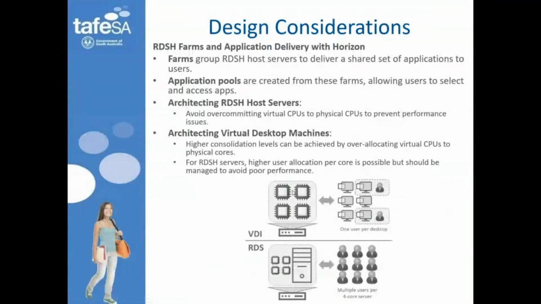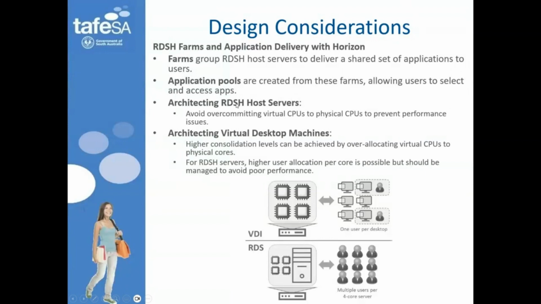Some design considerations. The remote desktop service host farm and application delivery with Horizon: farms are a group of these remote desktop service host servers that deliver a shared set of applications to users. Application pools are created from these farms, allowing users to select and access the different apps. When we're architecting or designing the RDSH host servers, avoid overcommitting virtual CPUs to physical CPUs to prevent performance issues.